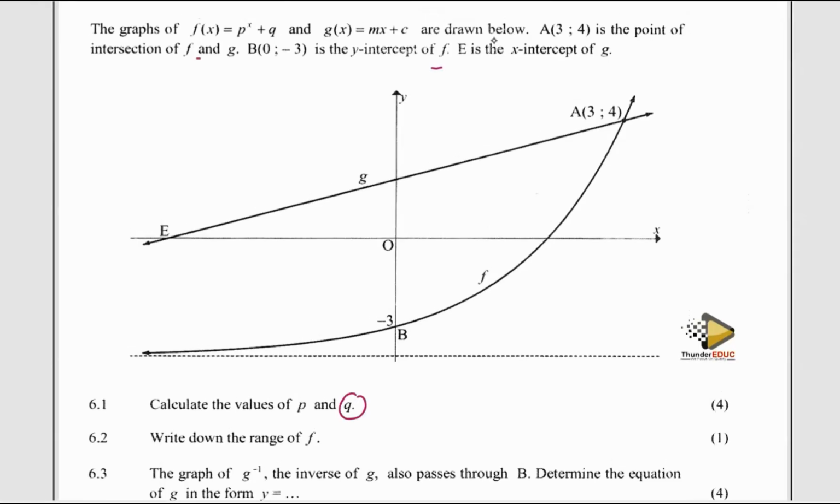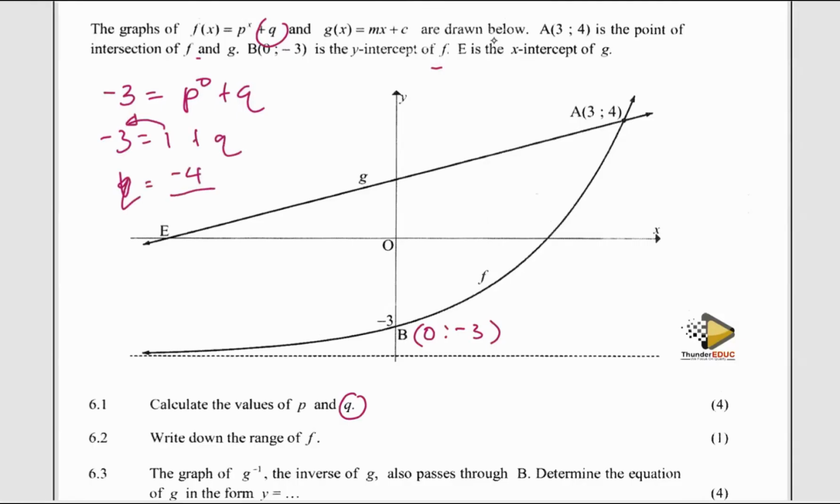So we know that q is the asymptote. So let's use this point, which is (0, -3). So if our y is -3, that is p to the 0 plus q. Anything to the exponent of 0 will always be a 1. Okay, move the 1 that side, meaning that q is going to be -4.